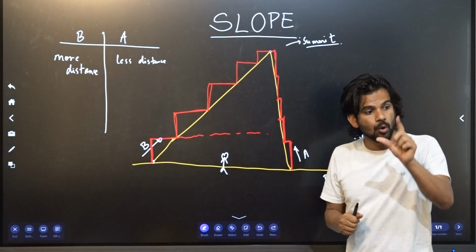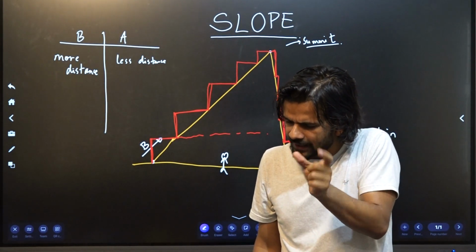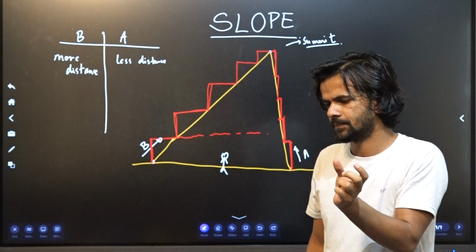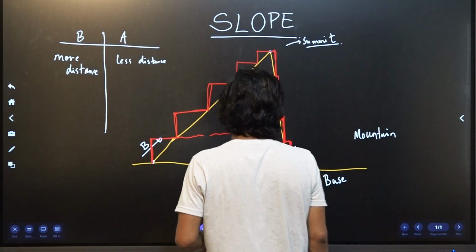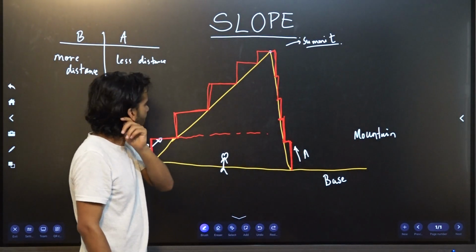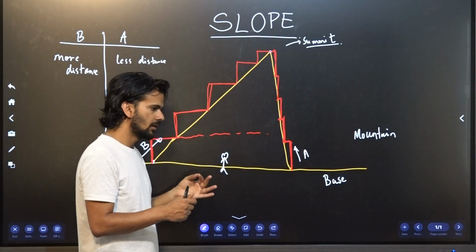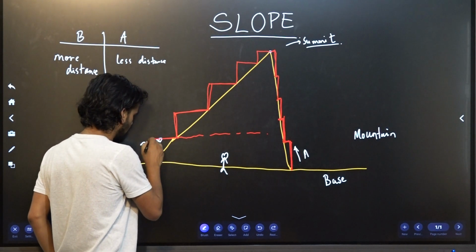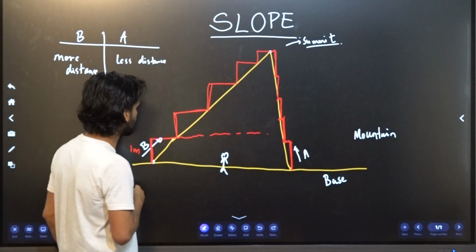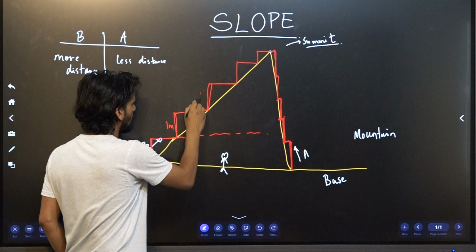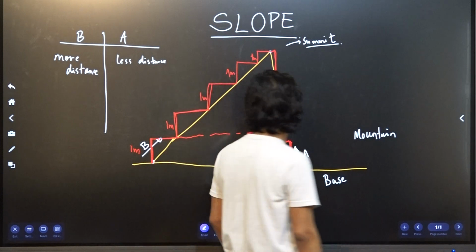You cover more vertical distance, and you cover less horizontal distance. So, if you take one step here, and one step here, and one step here, how much vertical distance are you covering? Let's say 1 meter. How much? 1 meter. This also 1 meter. Every step you are covering 1 meter. Here also 1 meter.